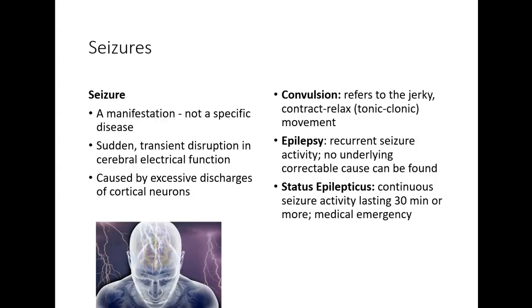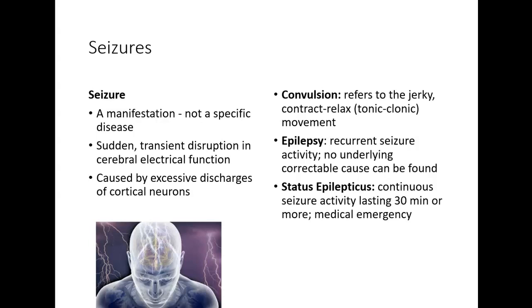So a seizure, in and of itself, is not really a specific disease. It's more of a manifestation. So something that happens, there can be a number of reasons for it. It's caused by a sudden transient disruption in cerebral electrical function and caused by this excessive discharge of cortical neurons. So these neurons are having like a little storm, which you can see really well in this photo.